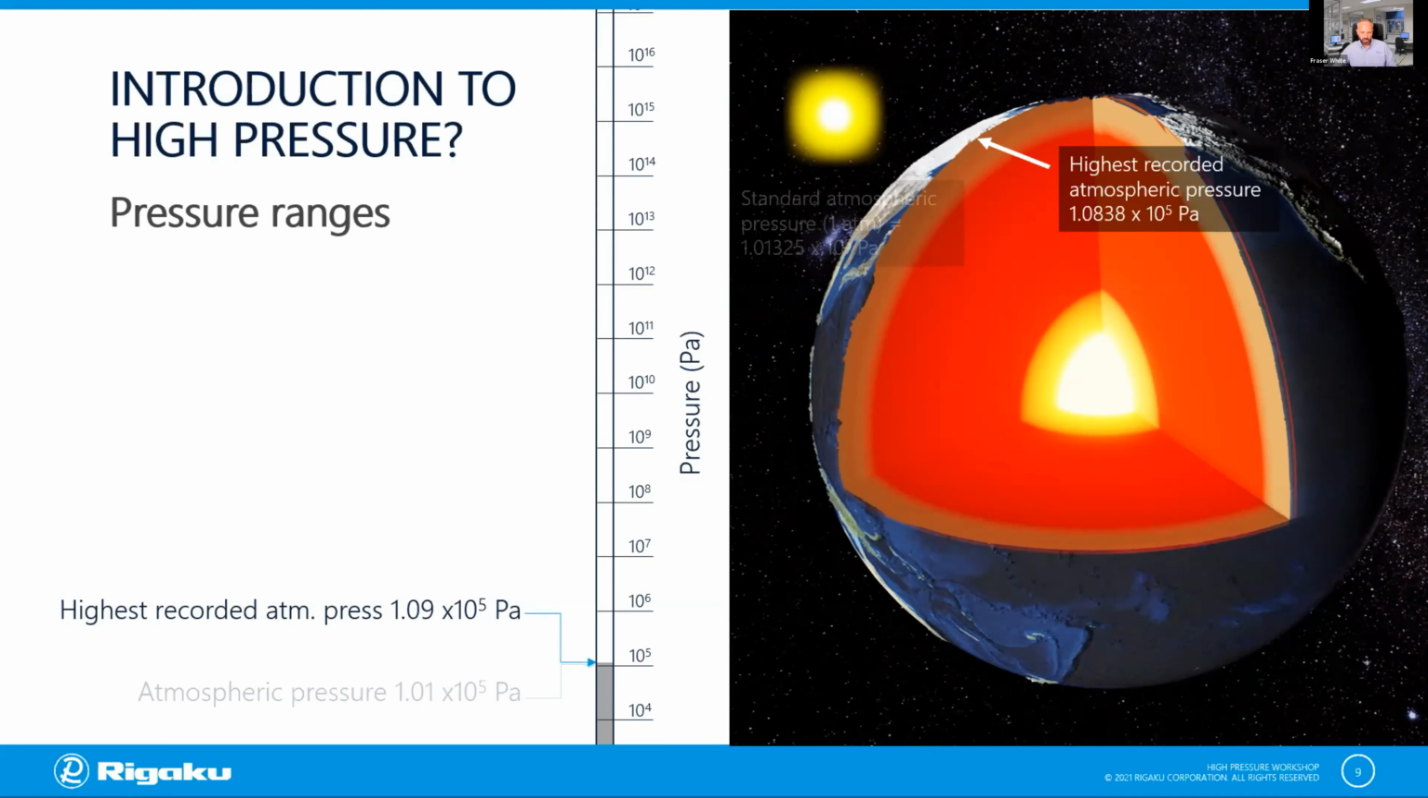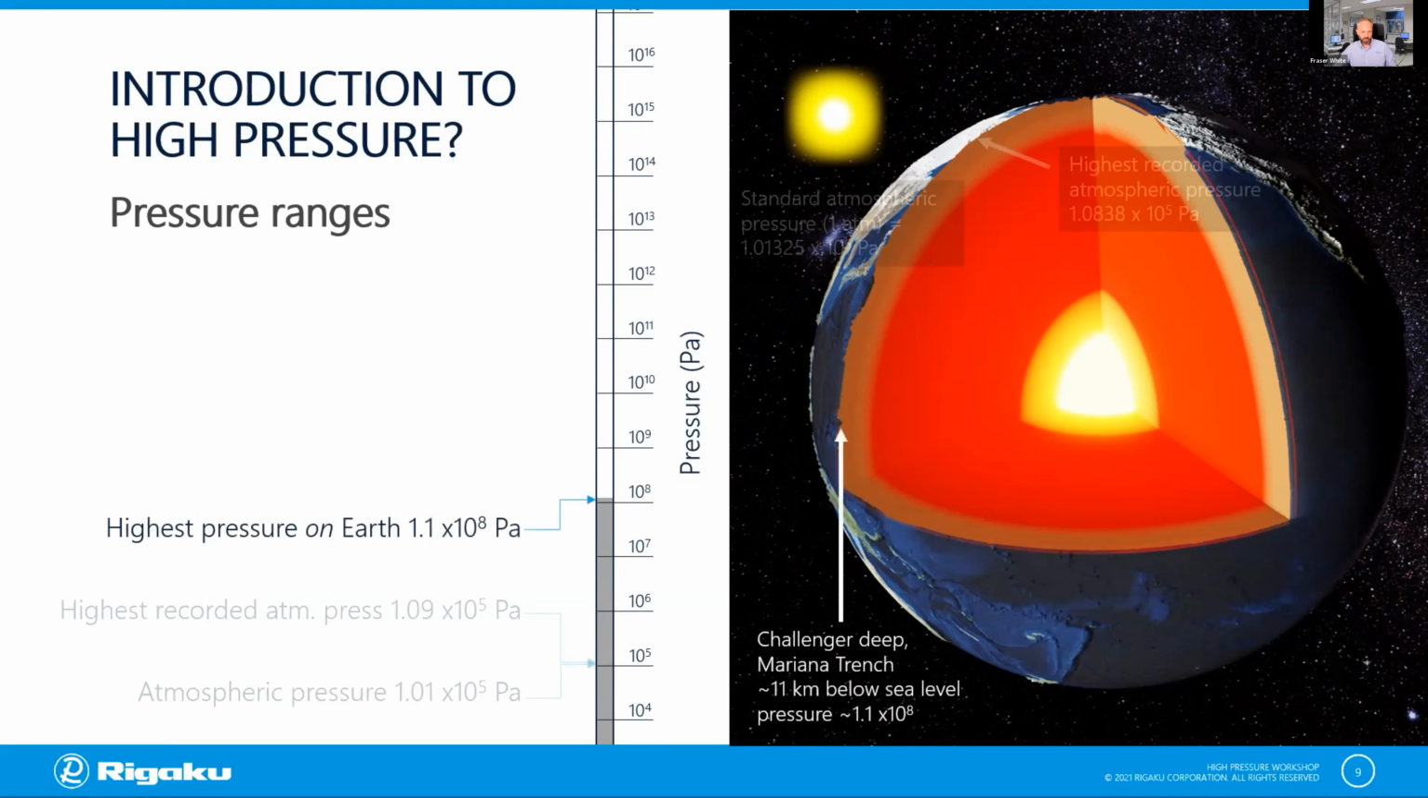So what about other measures of pressure? The highest pressure recorded on the Earth or under the ocean is here. This is in the Challenger Deep in the Mariana Trench, and this is about 11 kilometers below sea level. If you're into diving or anything like that, you'll know that every 10 meters of water increases the pressure by 1 atmosphere. So at the deepest point here, we have something like 1.1 times 10 to the 8 pascals.